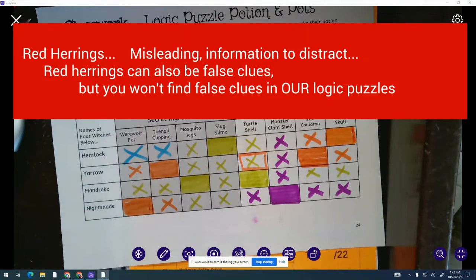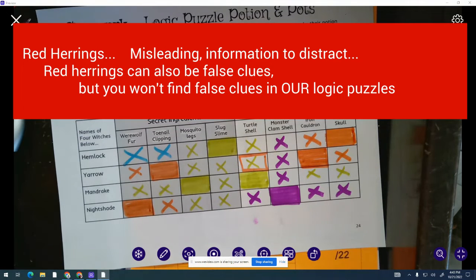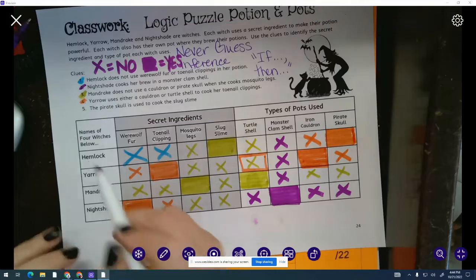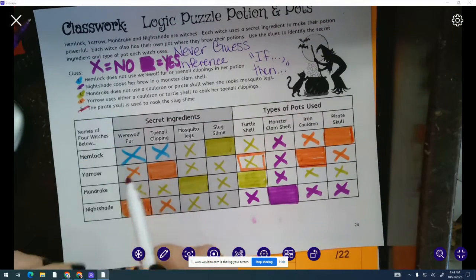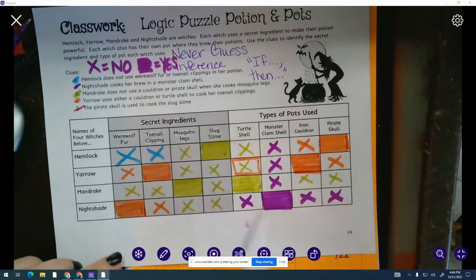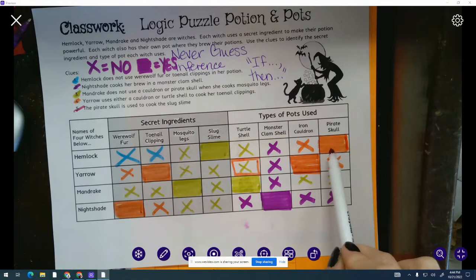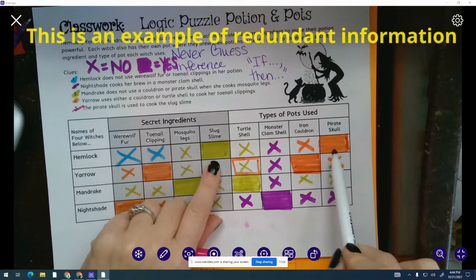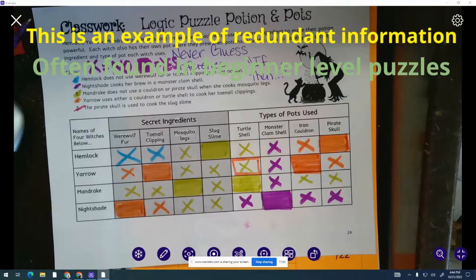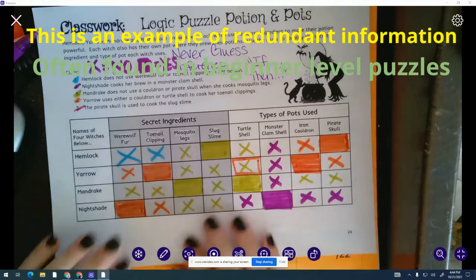Now, sometimes clues are a red herring, which means it's a piece of information that's just a distractor. It's not something that's really necessary. There's also redundant clues because you may not have caught everything. So let's see what 5 has to offer us. The pirate skull, right there, is used to cook the slug slime. And we have that. So that is a really nice check for us. We have solved our logic puzzle.